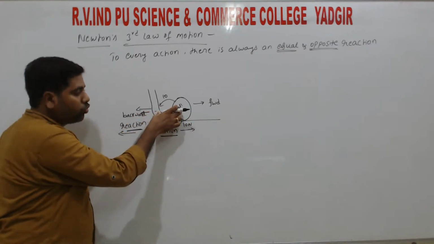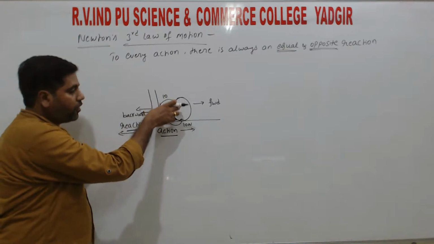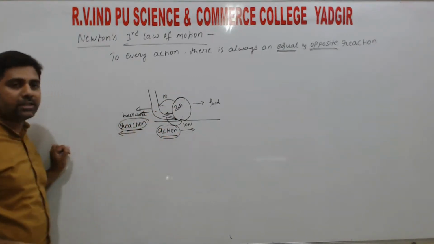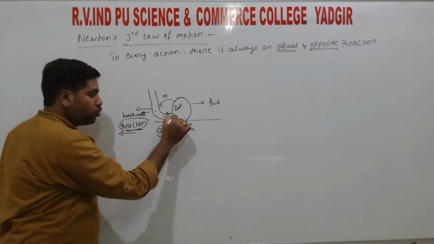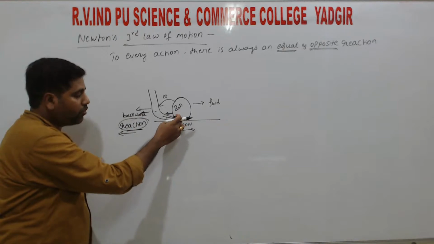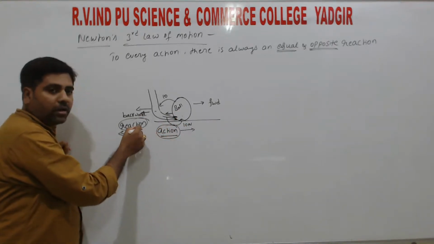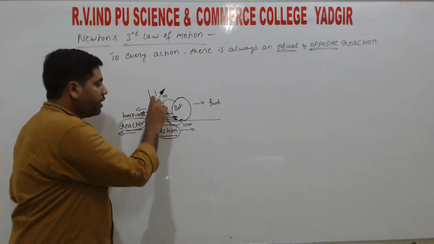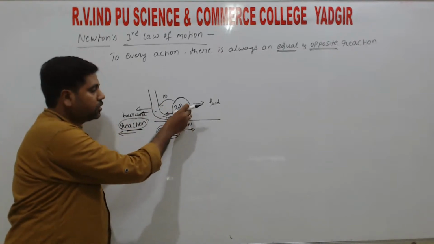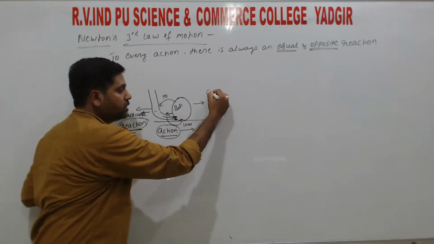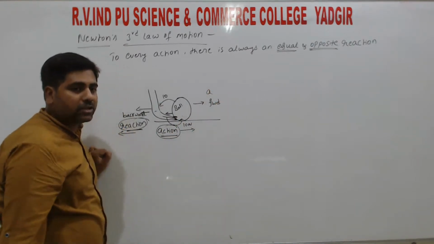That means two different objects or two different bodies, action and reaction will take place when these two are interacting with each other. So only when two objects interact do we get action and reaction, right? So you might have observed that when we kick with force, the ball moves forward, right? So it is moving forward means it has some acceleration, right?